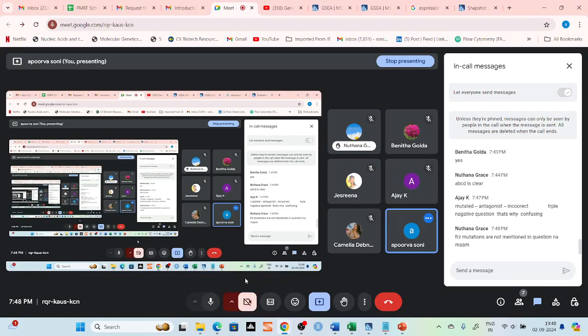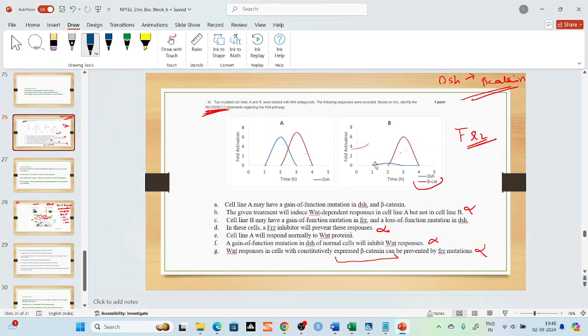Is it fine? Frizzled mutations are not mentioned in the question. Yes, frizzled mutations are not mentioned, but from the options you can get to know that there has been some mutation in such a way that beta catenin is getting constitutively expressed. Because even when disheveled is not there, beta catenin is there. How is it possible? Unless beta catenin is mutated, when disheveled is not there, beta catenin should also not be there.